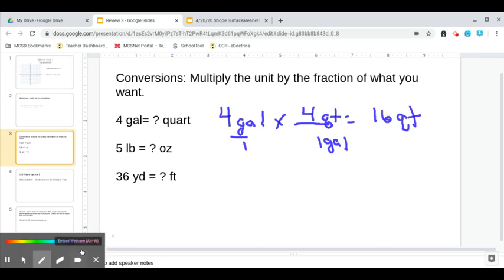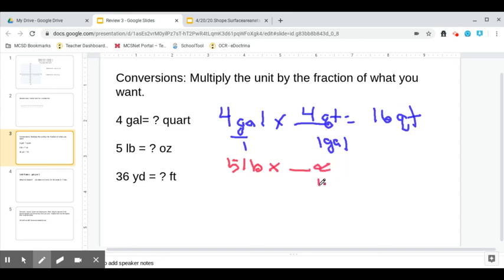Next one. Go with red this time. I have 5 pounds. I'm going to multiply it by the fraction of what I want. I want to know ounces, and I have pounds, so that goes on the bottom. Okay. And I know there is 16 ounces in 1 pound from my conversions.